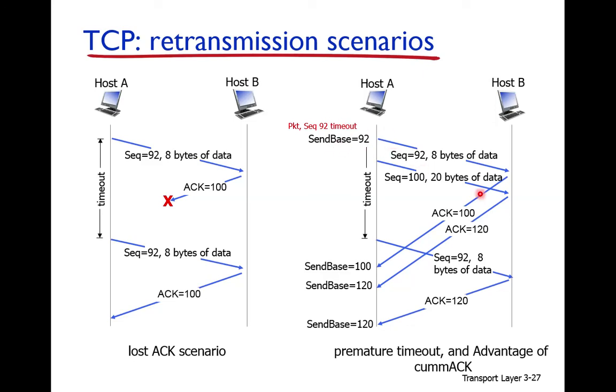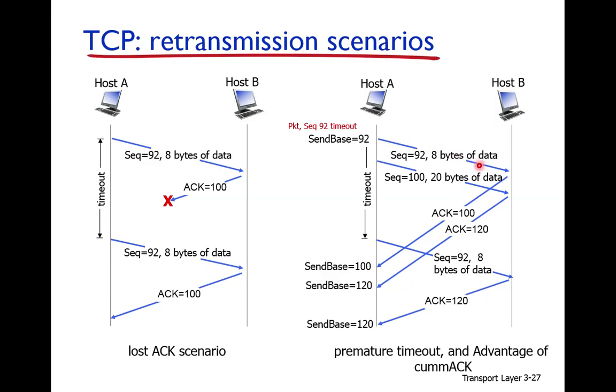Now suppose that these 2 packets are received correctly. The first packet is received correctly by host B, so host B sends acknowledgement number 100. Why? Because the first packet contains the bytes starting with sequence number 92 up to 99, since it contains 8 bytes. So the acknowledgement is sent for the next expected byte. In this case, the bytes from 92 to 99 are received correctly.